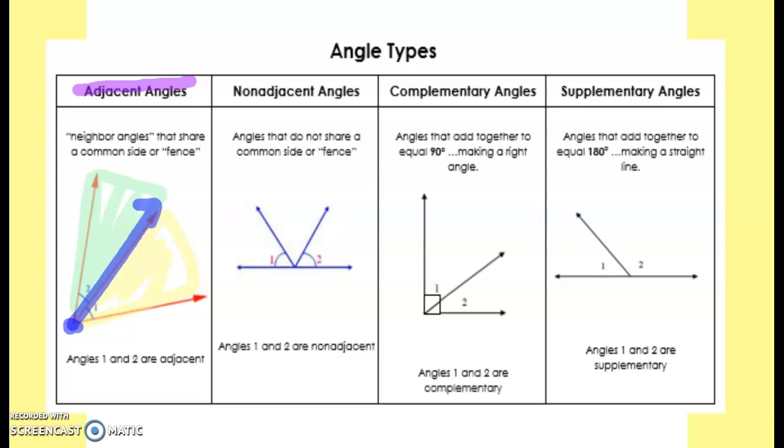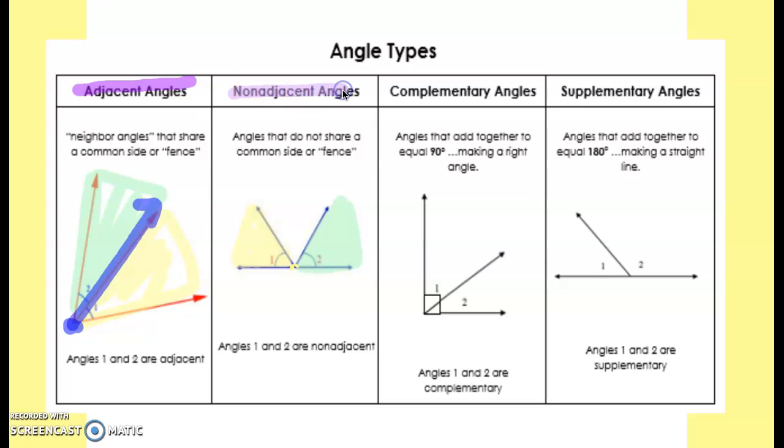Non-adjacent is absolutely just the opposite of that. We've got two angles. So here's angle 1, here's angle 2. They're not truly next to each other. They're close to each other, but they're not next to each other. They do share this vertex, but they miss the common side. Each angle has their own separate sides. So there's no common fencing, so to speak. Angle 1 and angle 2 in this picture are non-adjacent. So again, this non out front just simply means that they're not neighbors.